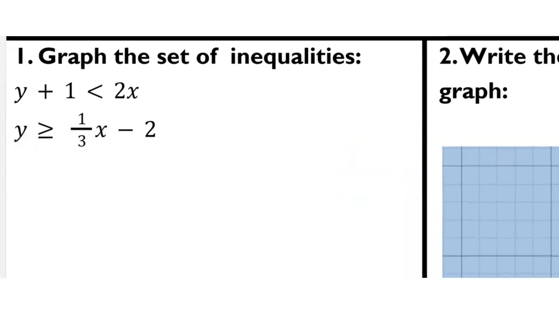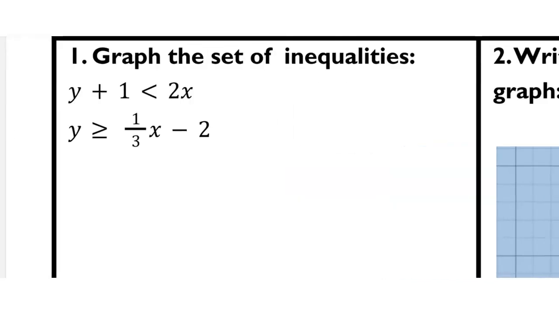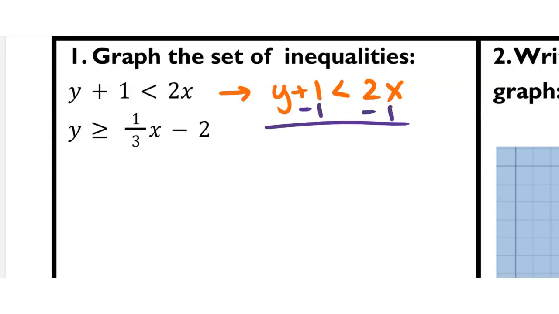All right, so first we're going to graph the set of inequalities. So first we need to put it in slope-intercept form. If you notice, this equation is not. I'm going to rewrite it, and then I'm just going to solve for y. So to solve for y, we need to subtract 1. We get y is less than 2x minus 1, and y is already by itself.